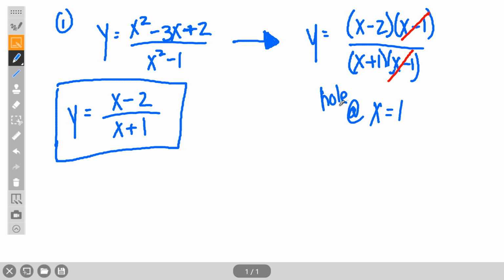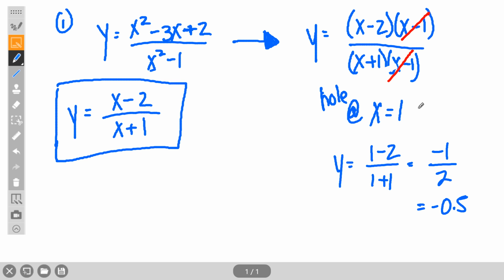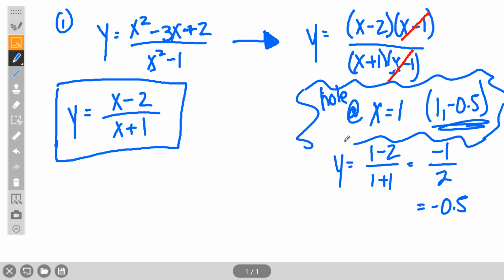To find out where exactly that hole is, we can put 1 into this here. So let's plug that into the equation to see where exactly the hole is. So we have 1 minus 2 over 1 plus 1, which is negative 1 over 2, which is negative 0.5. So the hole is at 1, negative 0.5. Okay, so there's no defined value there, but that's where the hole is. We'll see that later when we get to the graph.